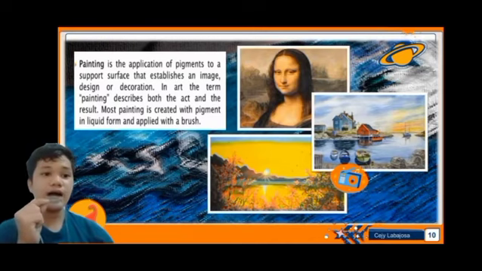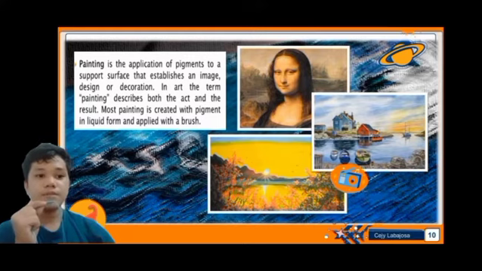Painting is the application of pigments to a support surface to establish an image, design, or decoration. In art, the term painting describes both the act and the result. Most painting is created with pigments in liquid form and applied with a brush.